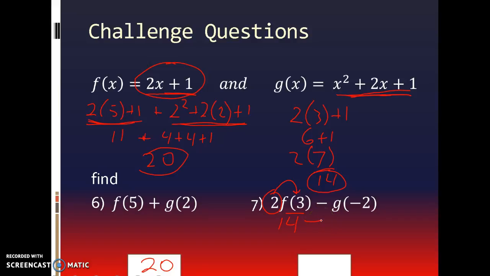But then we're going to subtract g of negative 2. So g of negative 2 is going to be negative 2 in parentheses squared. Again, I'm using this right here. Negative 2 squared plus 2 times negative 2 plus 1. So negative 2 squared is negative 2 times negative 2, which is positive 4. And then plus 2 times negative 2 is minus 4 and minus 1. 4 minus 4 is 0, and 0 minus 1 is negative 1. So this whole thing here is negative 1. And what we're going to have is 14 minus negative 1. Well, that's the same thing as 14 plus a positive 1, which is 15. So you can kind of see how we're using function notation throughout this.